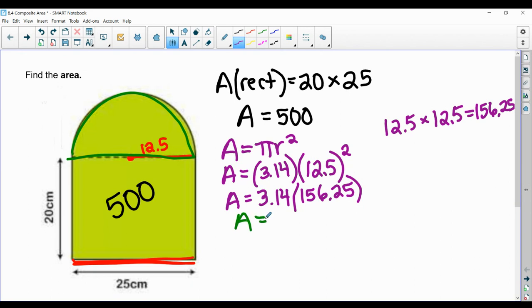Let me start by taking 3.14 times the 156.25. So the area of the full circle would have been 490.625. But I am going to cut it in half because it is a semicircle. A lot of steps here. So let me cut that in half. I am going to round it a bit because I just don't want to write all these crazy digits down.